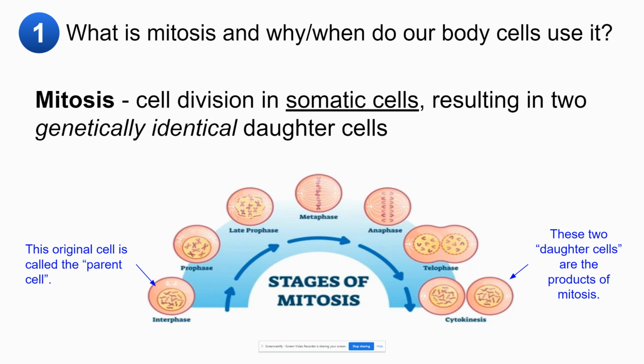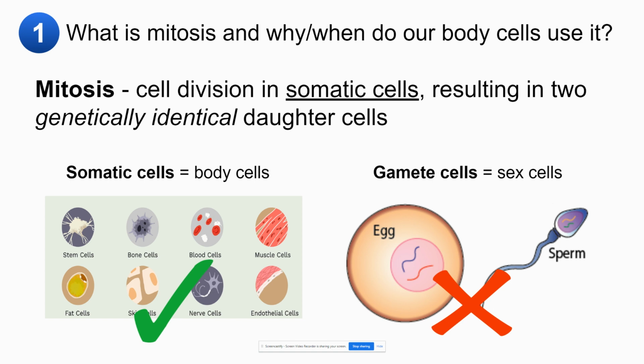The original cell that starts out the process of mitosis is called the parent cell. After that parent cell goes through mitosis and splits into two, the two cells that result will be called daughter cells. How about somatic cells?